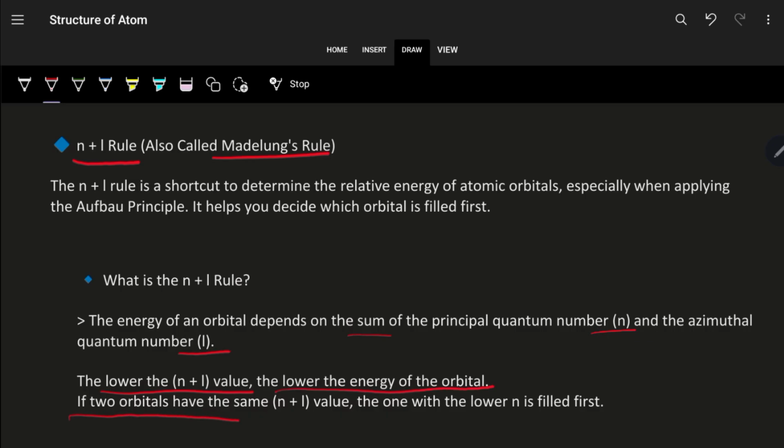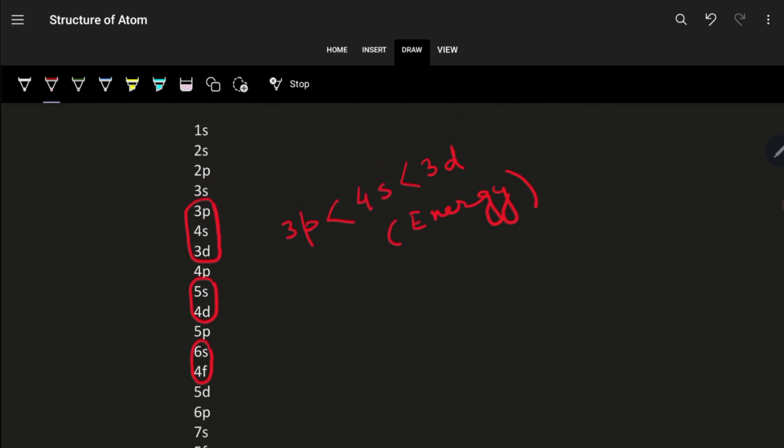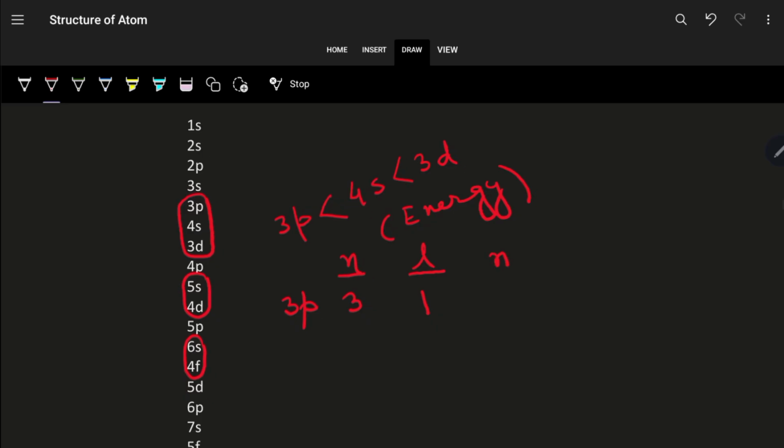If two orbitals have the same N+L value, the one with the lower n is filled first. That is the reason that over here you had seen what had happened: 3p was filled up before 4s. Why? Let us see. For 3p, what was the n value and what was the l value? n was equal to 3 and l was equal to 1. So what is n+l? n+l is 4. And for 4s, n is equal to 4, l is equal to 0, again n+l is 4.